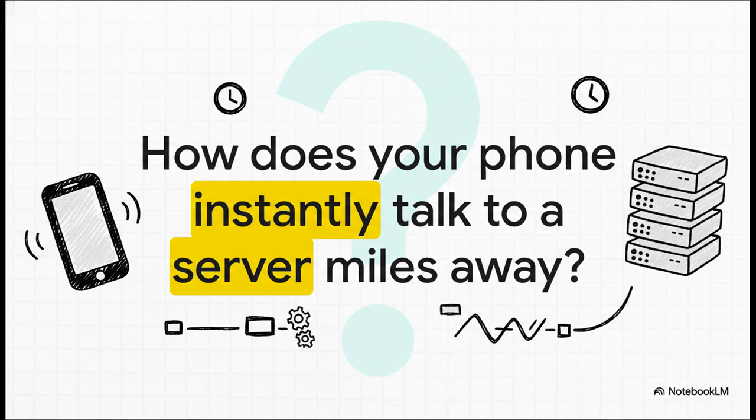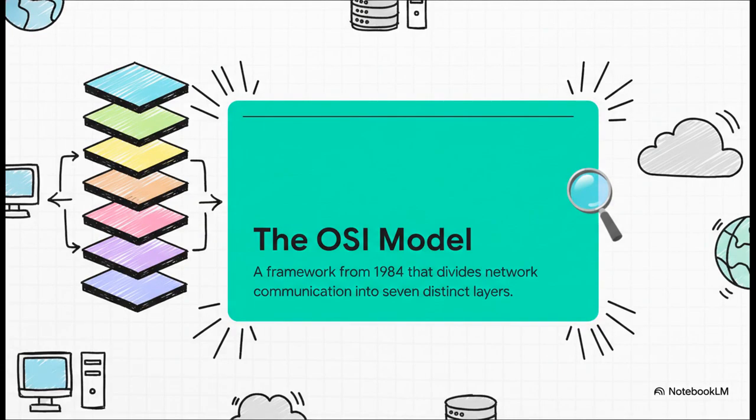I mean, have you ever really stopped to wonder about the absolute magic that happens when you send a message or load a website? How does your phone, right there in your hand, talk flawlessly to a server that could be on the other side of the planet? It feels instantaneous, right? But it's not magic. It's an incredible, perfectly standardized process that's working behind the scenes. And the answer to how it all works is the OSI model.